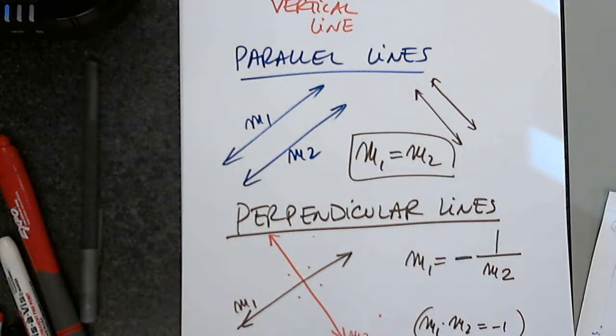So if this line has slope 3, what will be the slope of this line? -1/3. If this line has slope 2/3, what will be the slope of this one?